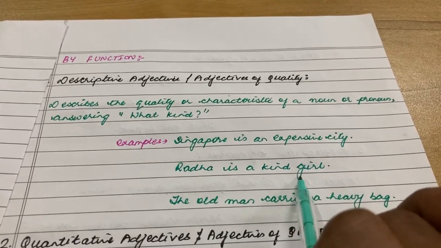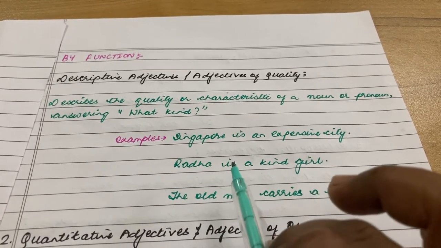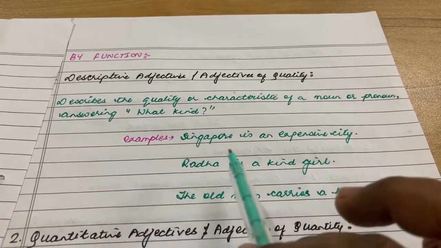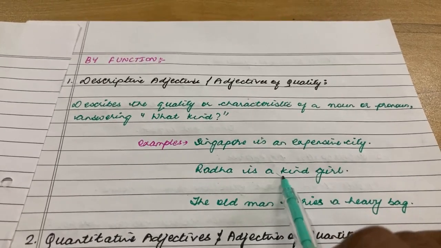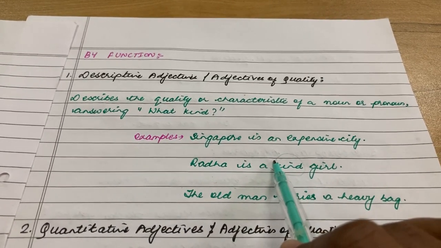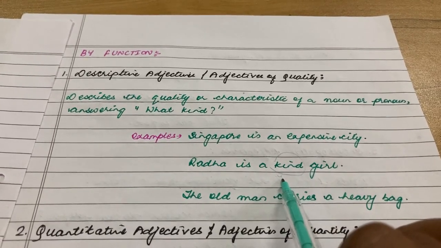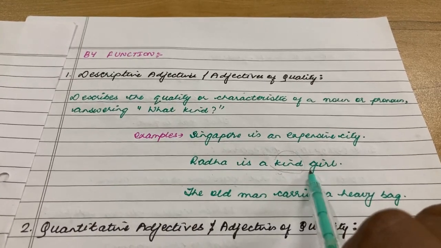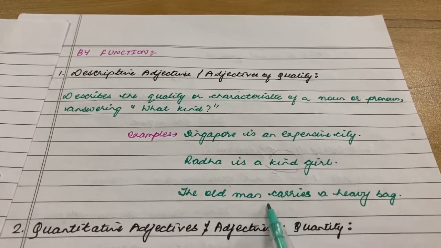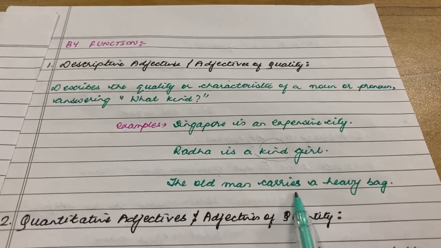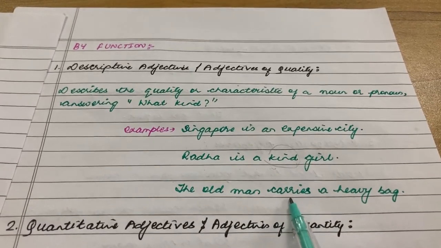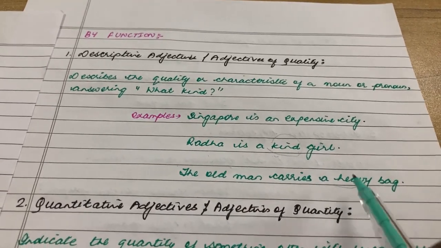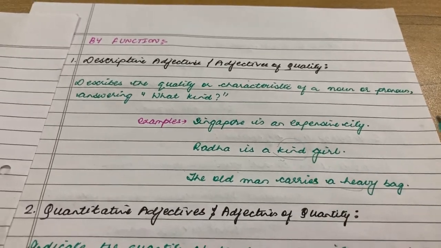Radha is a girl. Yes, if I write the sentence as Radha is a girl, that sentence is correct. But the moment I add the word kind to it, a quality of the person, it becomes an adjective, and the sentence is written as: Radha is a kind girl. What kind of girl? Kind girl. The old man carries a heavy bag. So the old man is carrying what kind of bag? He is carrying a heavy bag, and therefore here heavy becomes an adjective.